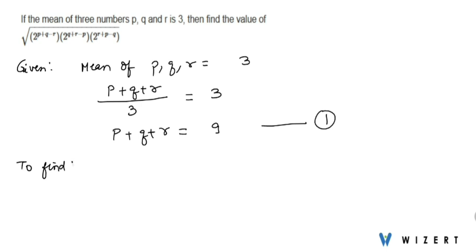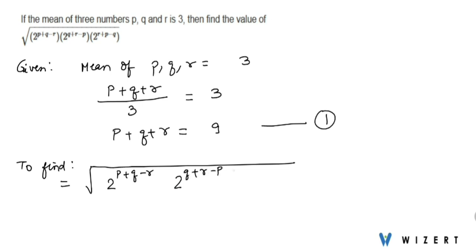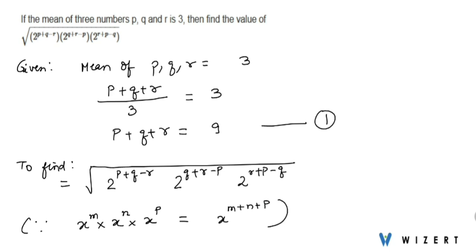Now what we have to find out is under root of 2 to the power p plus q minus r, 2 to the power q plus r minus p, 2 to the power r plus p minus q. Now since we know a property of exponents, x to the power m multiplied by x to the power n multiplied by x to the power p can be simplified as x to the power m plus n plus p. So we add the powers. So let's add the powers here.